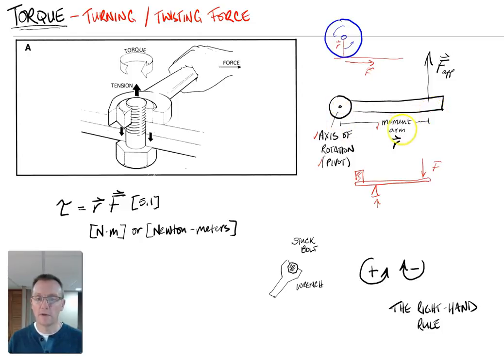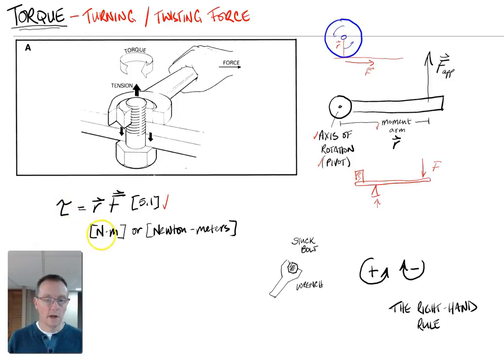So we know it's some distance away from the central axis point. And then, of course, we got the applied force. Now, when you put those two things together, when you multiply them together, you end up with our formula 5.1, which is right here, which is the torque. This is the measurement of the torque, is equal to the radius of the moment arm right there, multiplied by the applied force. When you multiply those two together, you end up with this number, and that gives you the torque.